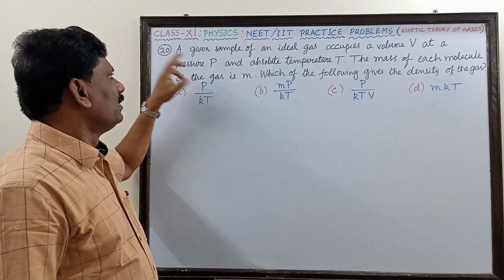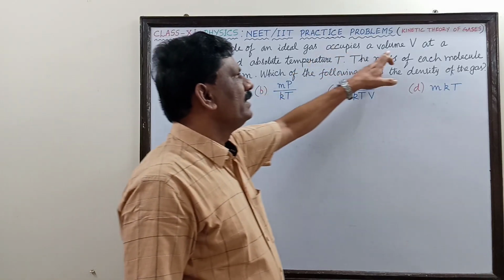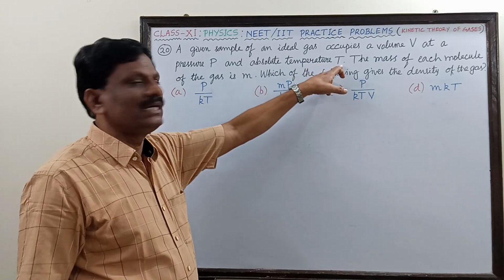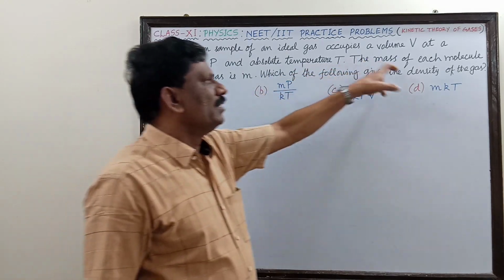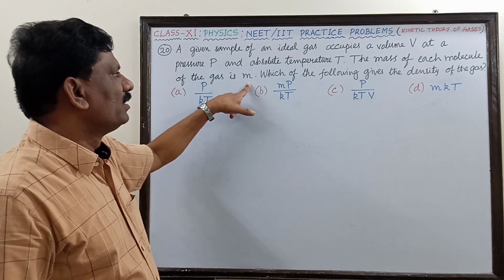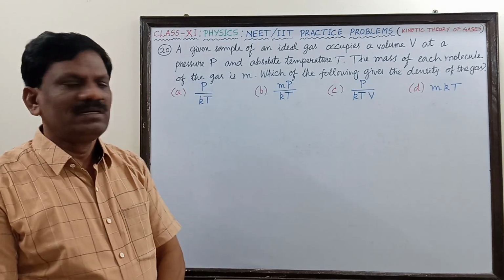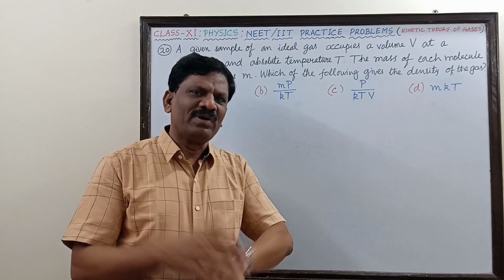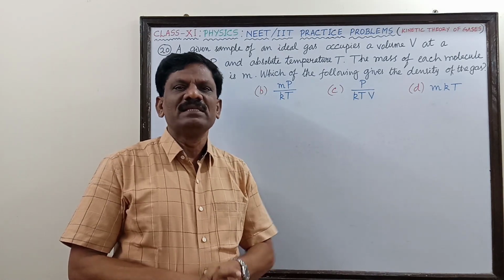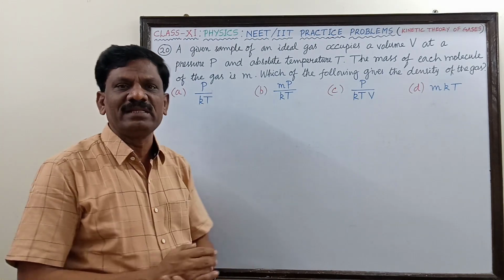MCQ 20. A given sample of an ideal gas occupies a volume V at a pressure P and absolute temperature T. The mass of each molecule of the gas is small m. Which of the following gives the density of the gas? It's a very interesting and very important problem. It was asked in the year 2016 NEET medical entrance exam, and it is also repeated in many other competitive exams.